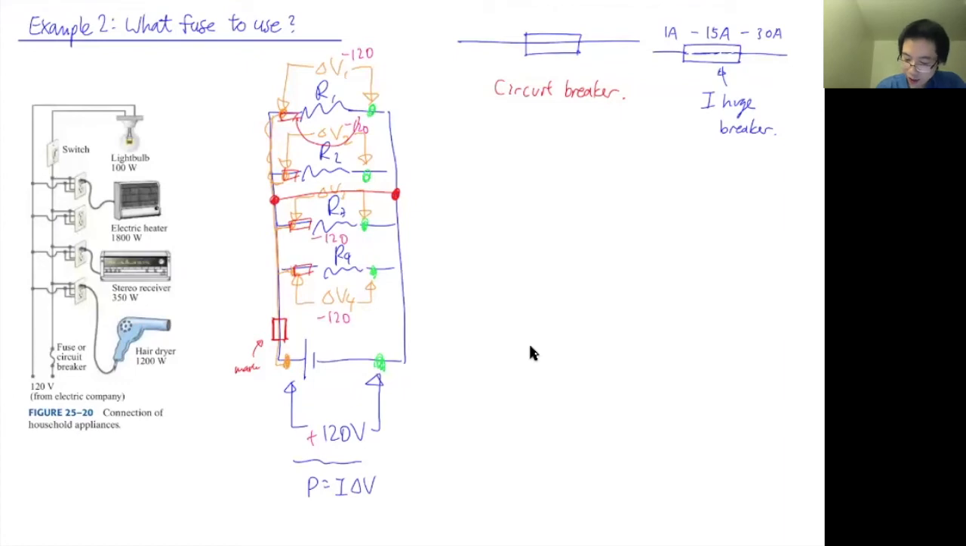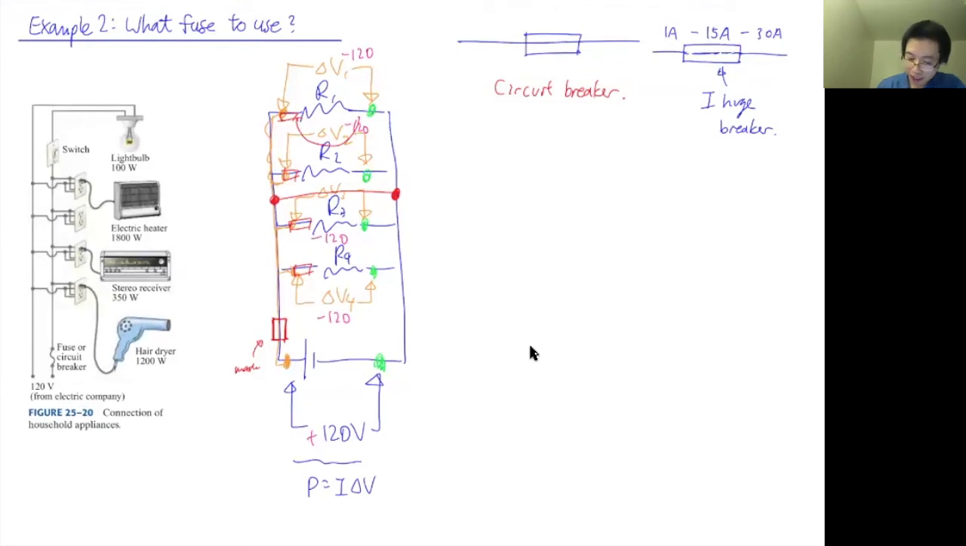So let's rearrange this. Current is power divided by delta V, right? So for the light bulb, you want to plug in 100 over 120. Plug that in a calculator. I've done that earlier. It's 0.83 amps. So all you have to do is buy, for example, a 1 amp fuse, and that will work pretty well for the light bulb.